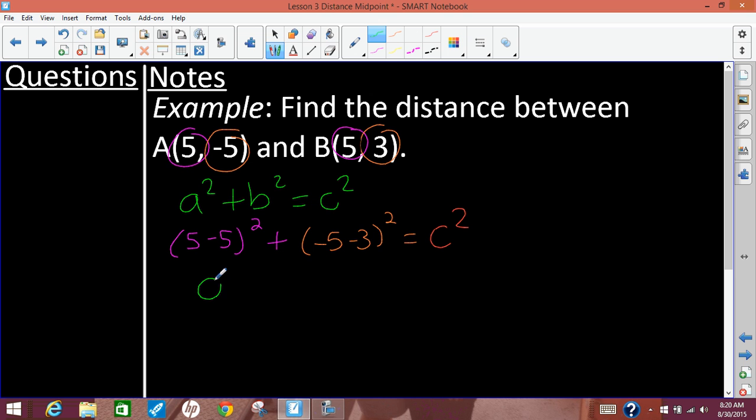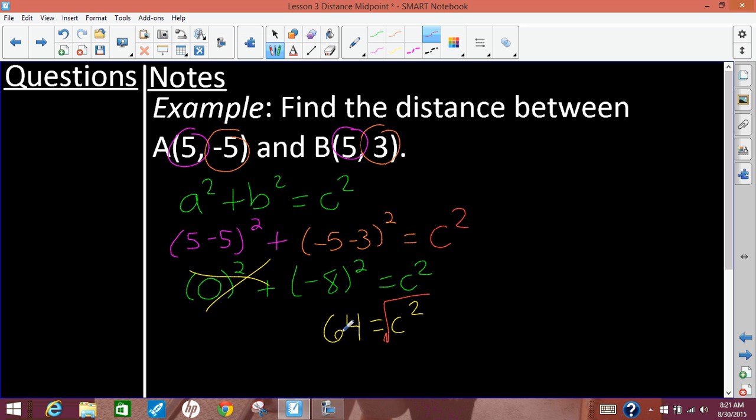5 minus 5 gives us 0. Negative 5 minus 3 gives us negative 8. We'll keep going. 0 squared is just 0, so this is gone. Negative 8 squared. A negative number squared is always going to be positive. If you got a negative answer, you might have made a mistake plugging it into your calculator. So negative 8 squared is positive 64.